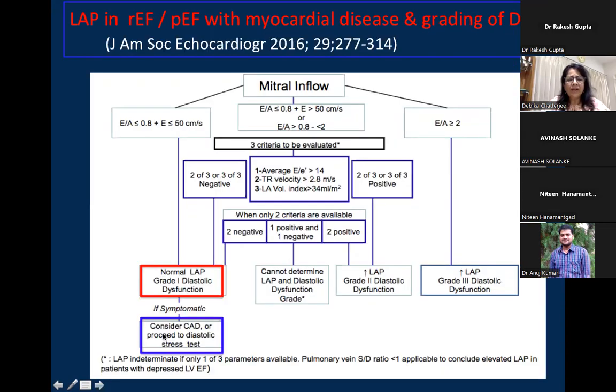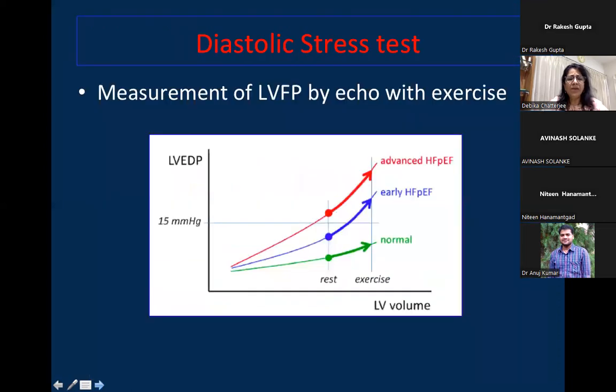This is the group where we proceed to the diastolic stress test. What is that? As I have said, we were measuring the diastolic parameters at rest. Now we will measure the diastolic parameters with exercise. Because look at this particular graph, in a normal subject, both at rest and exercise, LV end diastolic pressure remains normal.